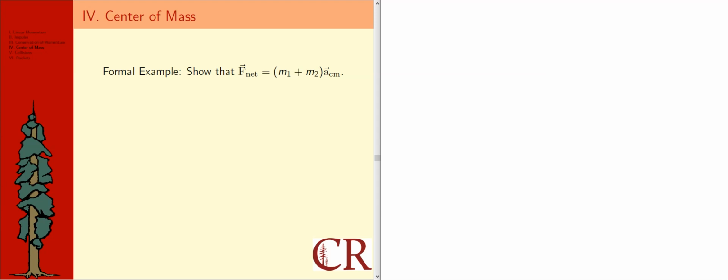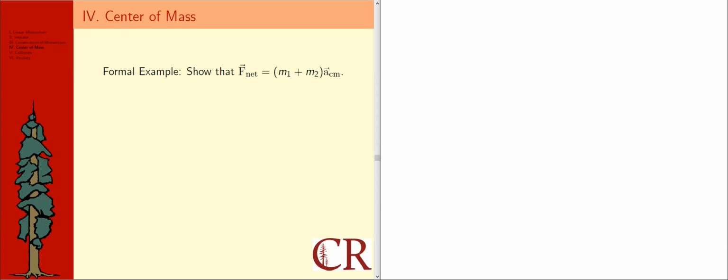So we have a formal example here, and it says show that F net is equal to the quantity m1 plus m2 times a_CM. Well, that's a very mathematical reading of that statement. The meaning of this really is basically that it is Newton's second law, F equals ma. But we're saying to apply it to two objects that are maybe not connected.